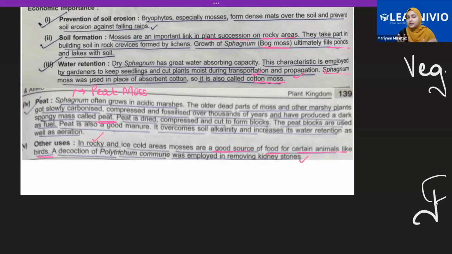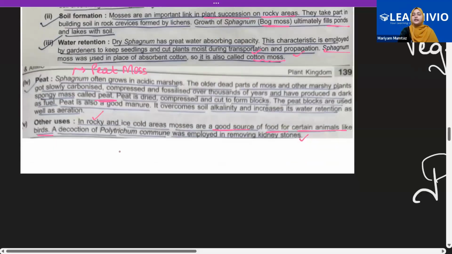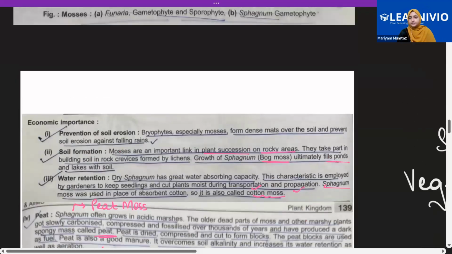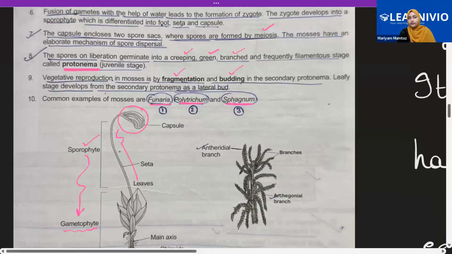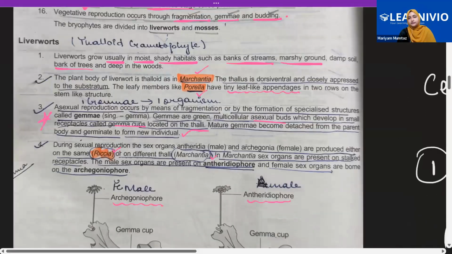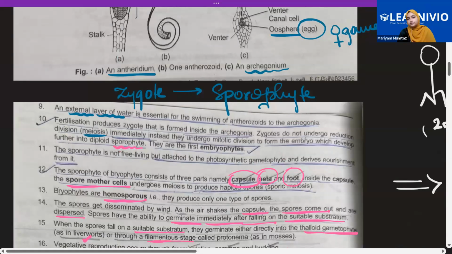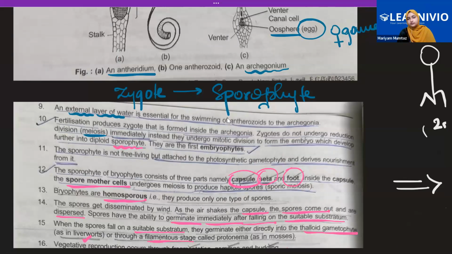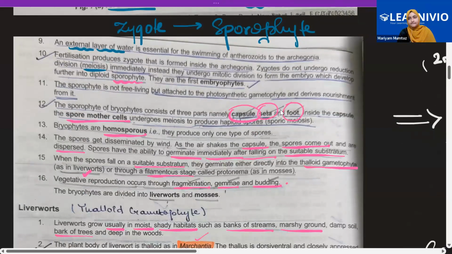Is this much clear to everyone? Yes, ma'am. Does anyone have any doubts in any of the parts? Tell me, I'll repeat it. Okay, so what was the last thing you people wrote down? We have to start from here. External layer of water. Yes. Okay.